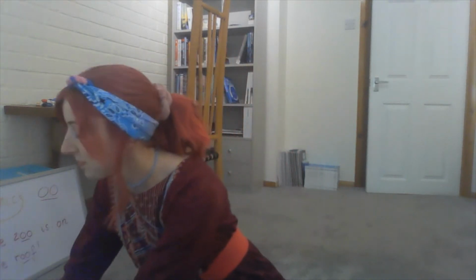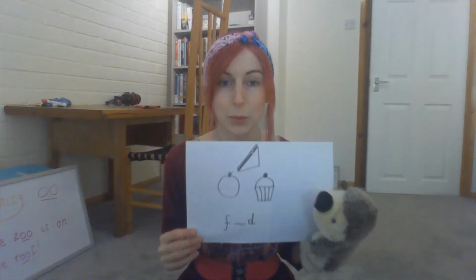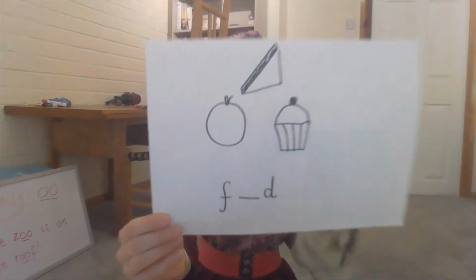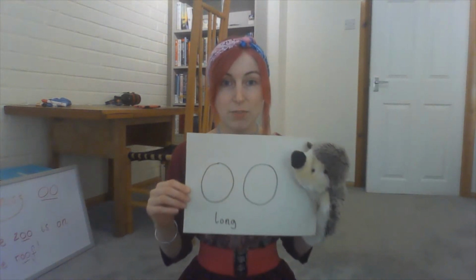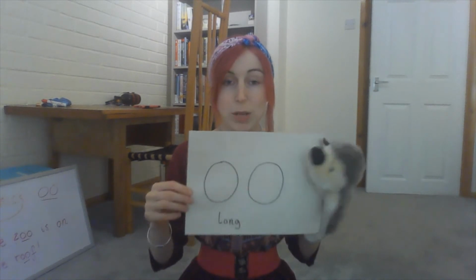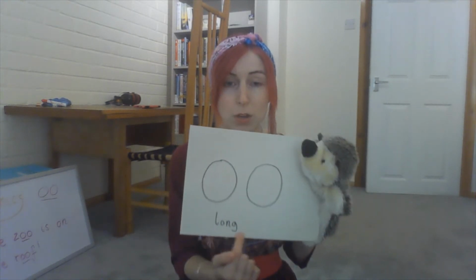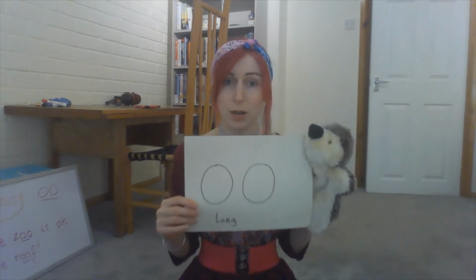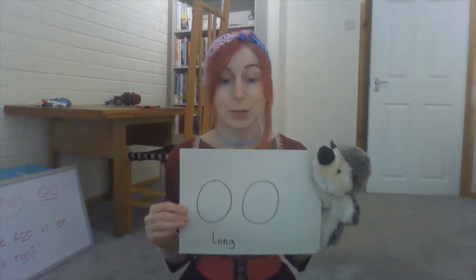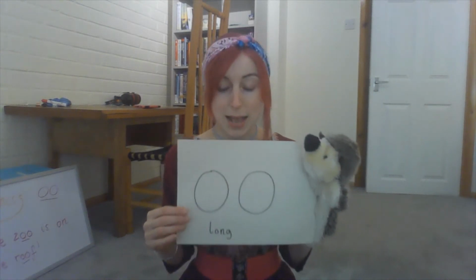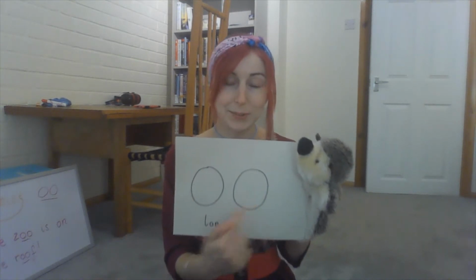Fantastic, well done. I am wondering if anyone has guessed what today's sound is. Harold, do you want to go and fetch it for us? Let's have a look. Oh, it is a picture of some food. Food. And today's digraph, that's two letters, one sound, is oo. And I have written long underneath because there are two digraphs with the same letters in. And this one makes a long oo sound. Can you say that with me? Oo. And it has the letters O and O in it.